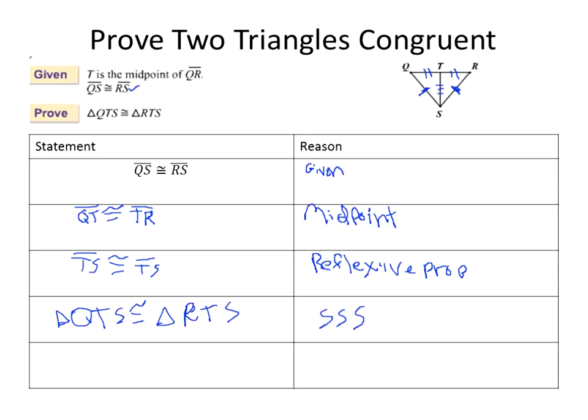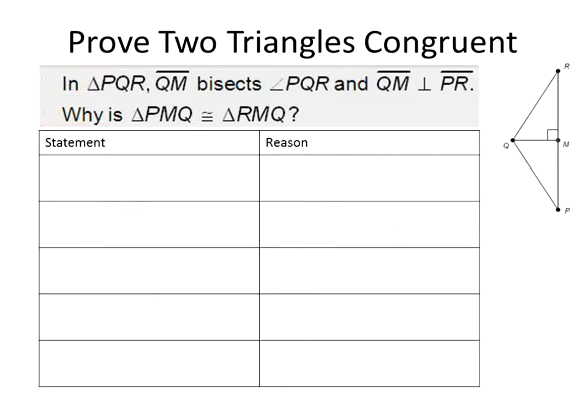Okay, so we were trying to get to showing that these two triangles are congruent, and we showed that they were congruent because we found three pairs of corresponding sides that are congruent. And if that's the case, then we know that we have two triangles that are congruent.